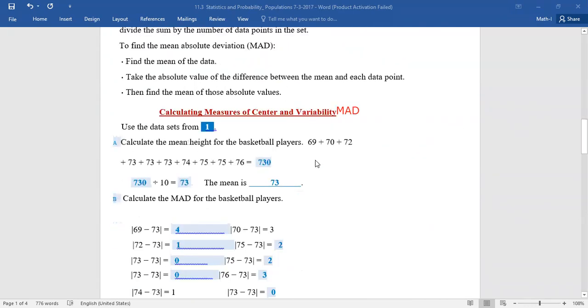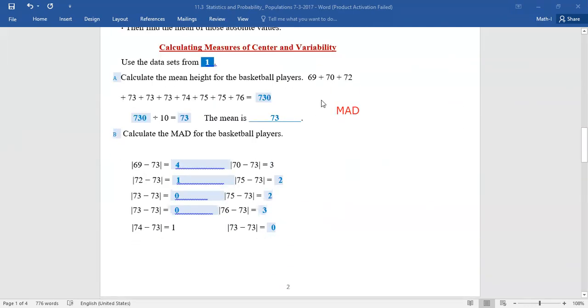Then we will add all of them, like 69 plus 70 plus 72. As you see, the total is 730, and we have 10 numbers. So we are going to divide by 10. So it will be 730 divided by 10 equals 73. So the mean is 73. Now we want to calculate the MAD.